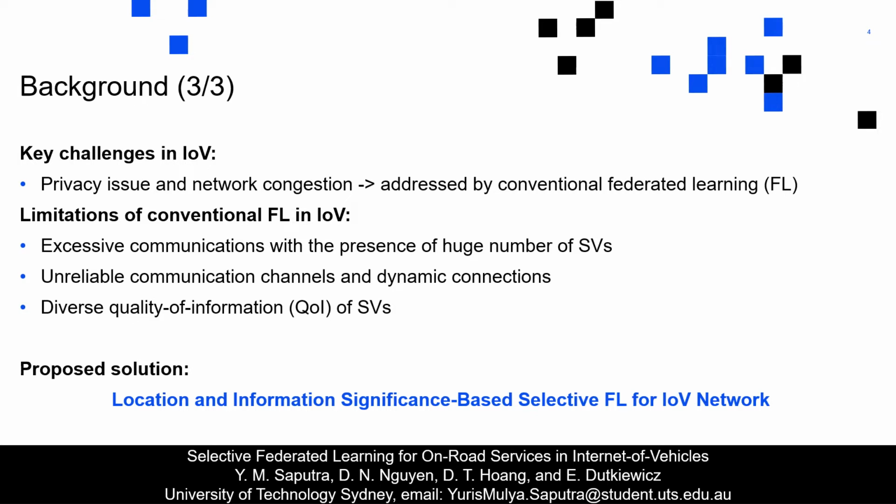Smart vehicles that have very low quality of information will degrade the whole federated learning process. In this case, we need to provide another effective mechanism. Our proposed solution is location and information significance-based selective federated learning for IoV networks, in which we can select the high-quality workers or smart vehicles to participate in the federated learning process.